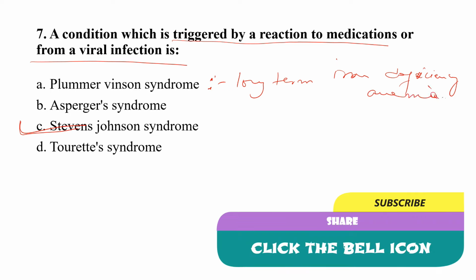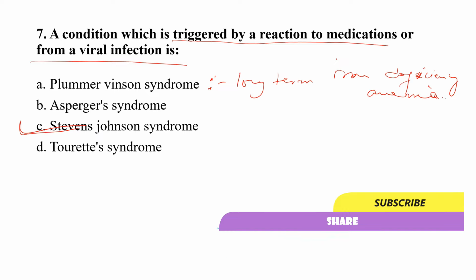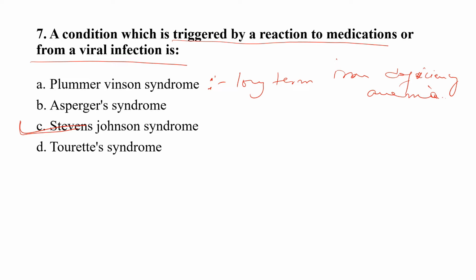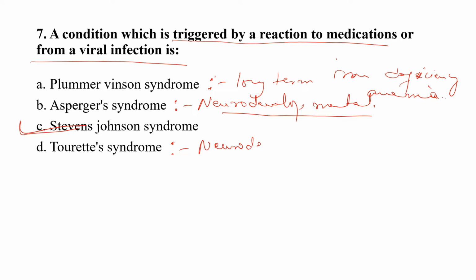It is a condition that occurs in people with long-term iron deficiency anemia. And option B, Asperger syndrome. It is a neurodevelopmental disorder that is within the family of autism. And Tourette syndrome, it is also a neurodevelopmental disorder that is characterized by motor or vocal tics.